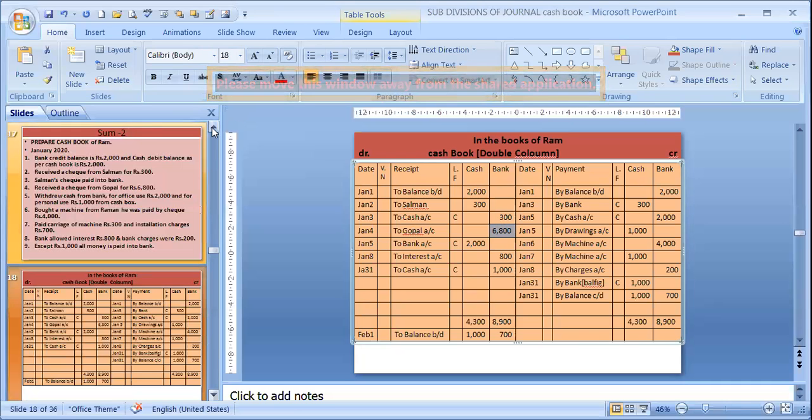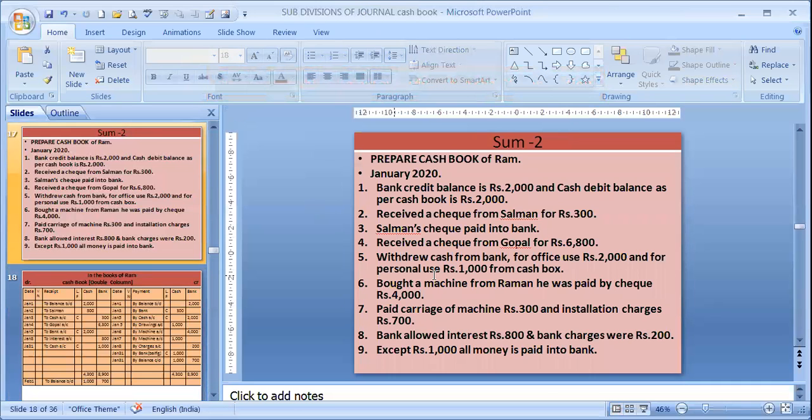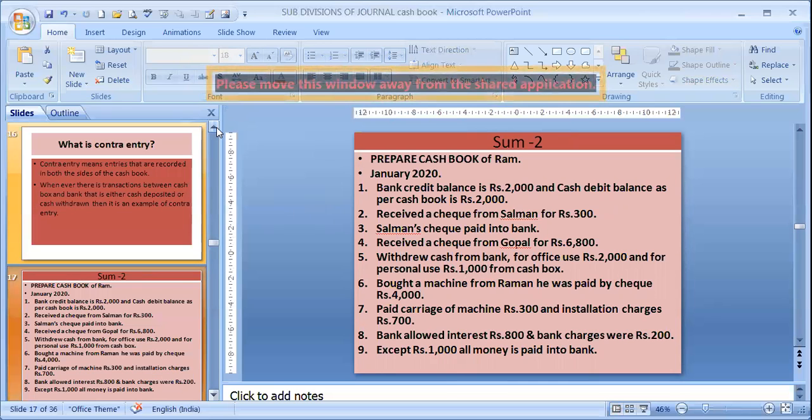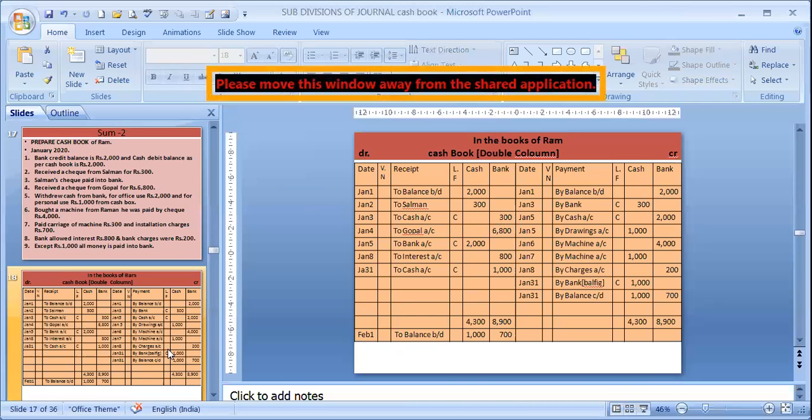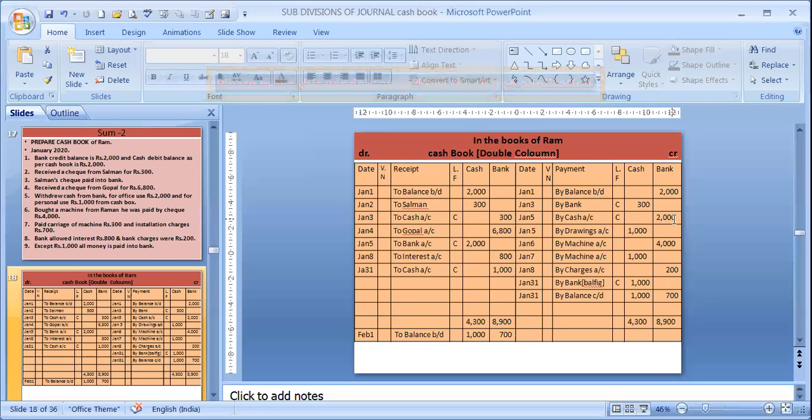Next part of the sum. Next, withdrew cash from bank. Now, whenever we withdraw cash from bank, that is again a contra entry, because our journal entry is saying what? Cash account debit to bank. Now, if you withdraw cash from bank for office use, then it's written over there, 2,000 for office use. So see, by cash, contra entry. When we withdraw money, journal entry is what? Cash account debit to bank. So we write by cash, 2,000 in the bank column, and to bank, 2,000 in the cash column.